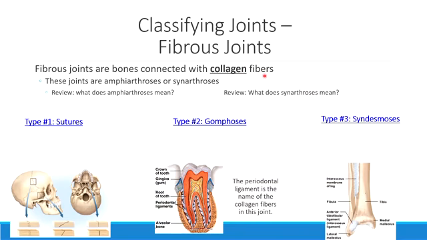When we talk about joints that use collagen to come together, most of them are going to be synarthroses. When I use the word synarthrosis, what does that mean about how much movement we do? Yeah, no movement, right? Synarthroses, no movement. Most of my fibrous joints are no movement. But I do have an example that is an amphiarthrosis. And remember that amphiarthrosis means a little bit of movement. I do a little bit of wiggling, but that's it.